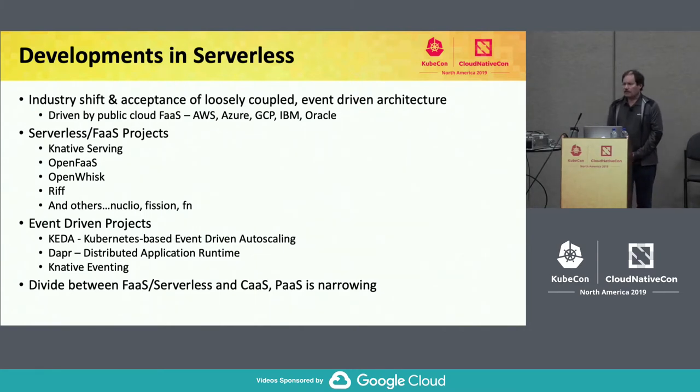There are also some recent event-driven projects like KEDA, which is a Kubernetes event-driven autoscaler, so that as events come in, it can figure out whether to scale to zero or scale up Kubernetes pods. That is fairly early on, but we think that one is interesting. Dapr, the distributed application runtime, is a way to rethink how microservice runtimes should be structured and be able to now build that into some of the containerized solutions.